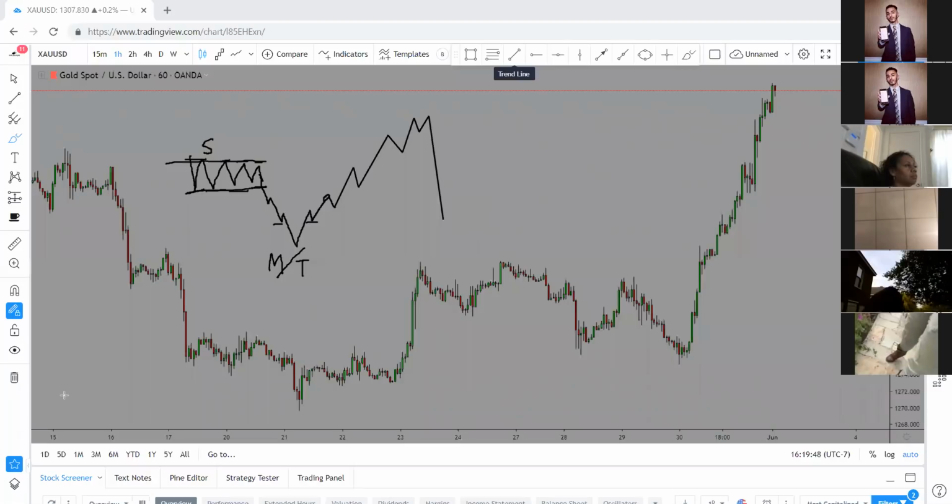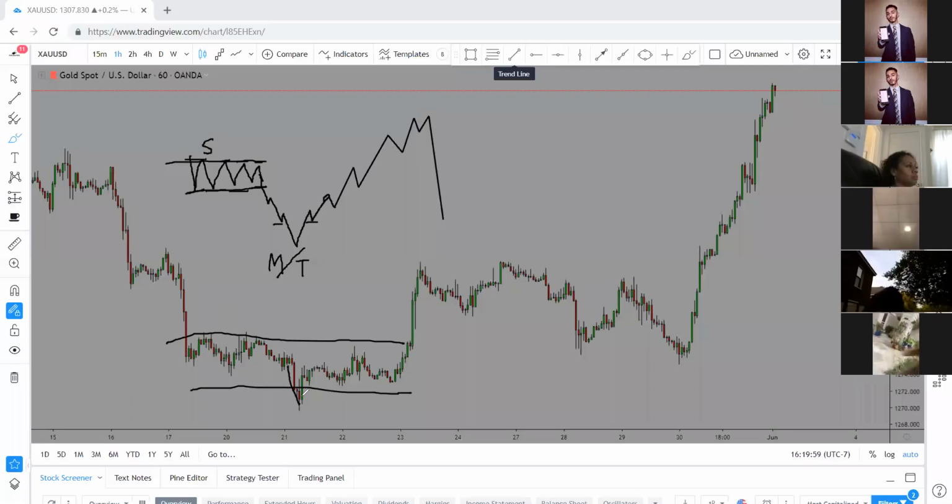So as we can see on gold right here, gold was in that phase of consolidation, but after it spiked to the low, you also got to understand, why did it spike there? What made this market spike there? It spiked there because it's a fake out. It's taking your money.